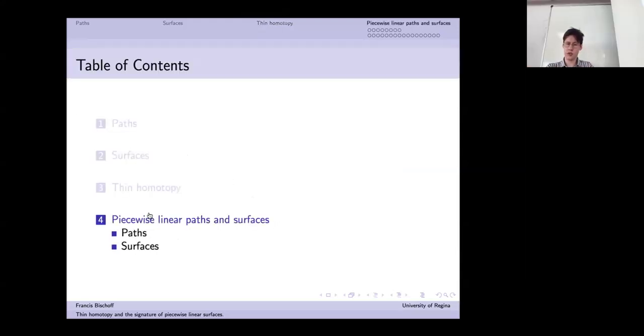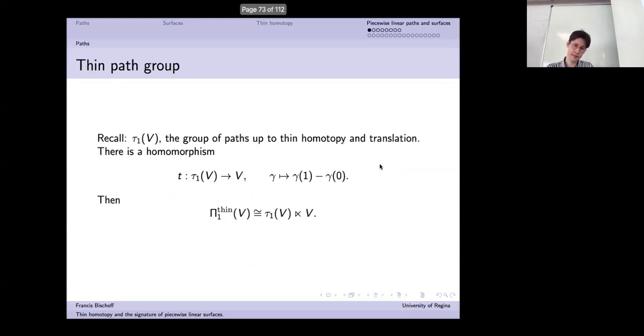Okay, so now I want to switch gears and talk about piecewise linear paths and surfaces. It will still have something to say about thin homotopy near the end of this. So let me just recall again, we have this thin path group, paths up to thin homotopy in translation. We have this homomorphism from tau1 V to V, which is the displacement. And we can obtain the thin fundamental groupoid as an action groupoid.